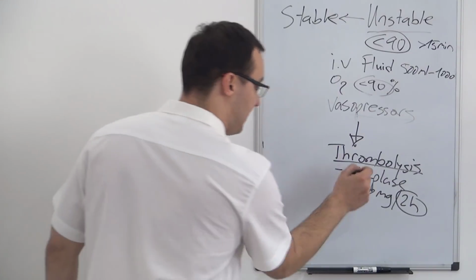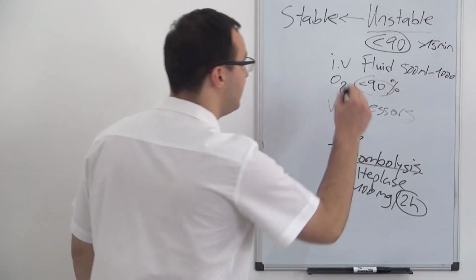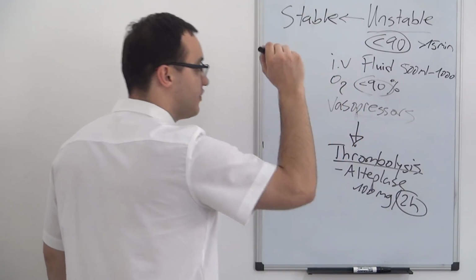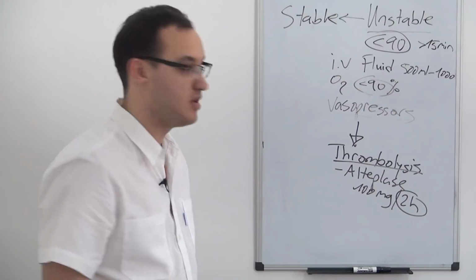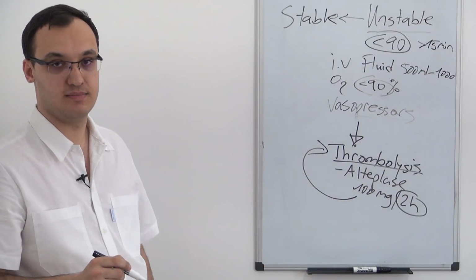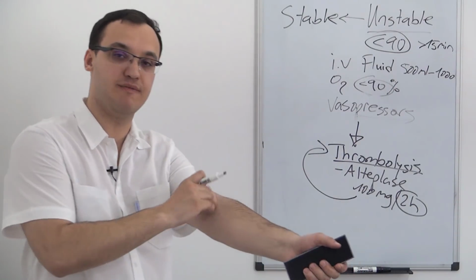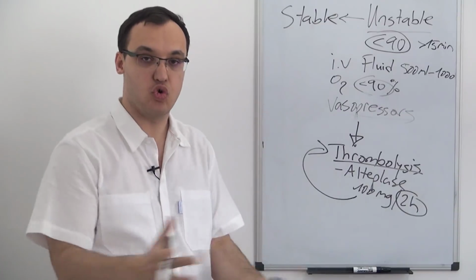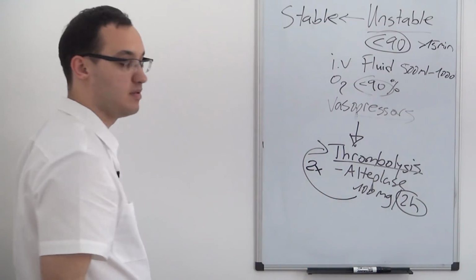Okay, so alteplase 100 milligram. What if this does not help? So we have been giving intravenous fluid, vasopressors, oxygen. We have been giving thrombolysis for 2 hours and it does not help. Now make another thrombolysis. This is systemic. So you put this medication in the vein and this enters your whole body. What if the second time does not help?